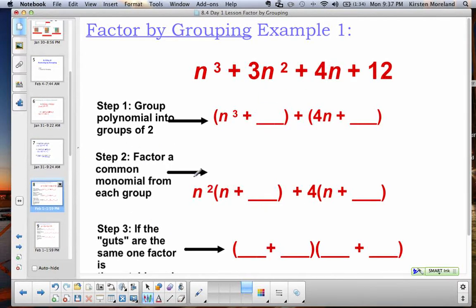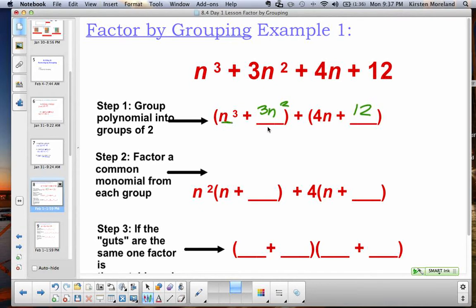So this is going to look like a big example at first, but bear with me. I just want to give you the steps, and then we'll start fresh with an example and you'll see how it works. So it's factoring by grouping. The first step is to just group the first two terms and the last two terms. So the n cubed plus 3n squared gets grouped together in parentheses, and the 4n plus 12 gets grouped together. That's an easy step.